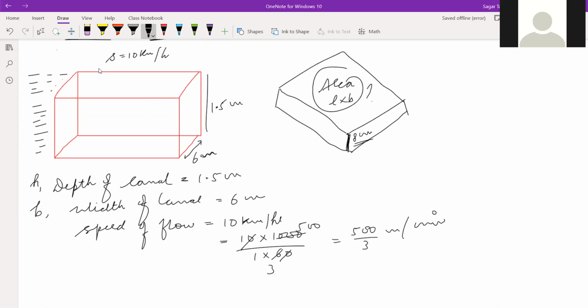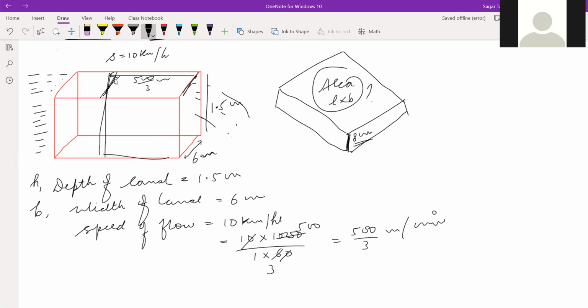So how you are going to understand this is, it means in 1 minute, suppose from here water is falling, something like this, and in 1 minute, how much water will fall? A distance of 500 by 3 meters of water, means this much of water will fall of the canal. Fine, because in 1 minute this much of water will fall.